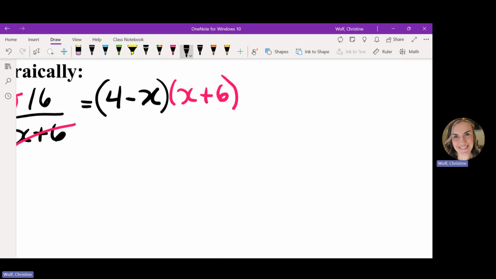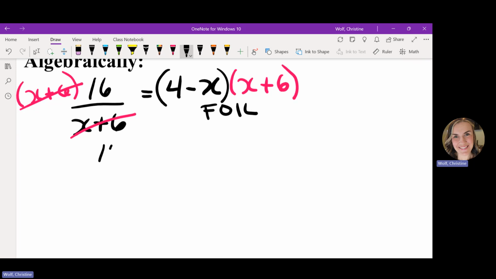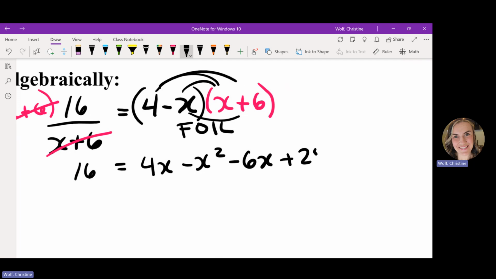So you need to put brackets around the 4 minus x, which means that we need to FOIL. First, outside, inside, last. We have 4 multiplications to do on the right. On the left, though, I only have the 16. How nice. Okay, on the right, 4 times x is 4x. Negative x times x is negative x squared. Negative x times 6 is negative 6x. And finally, 4 times 6 is positive 24.